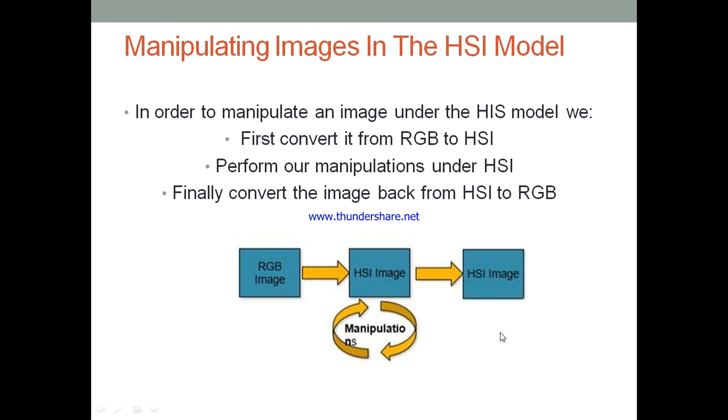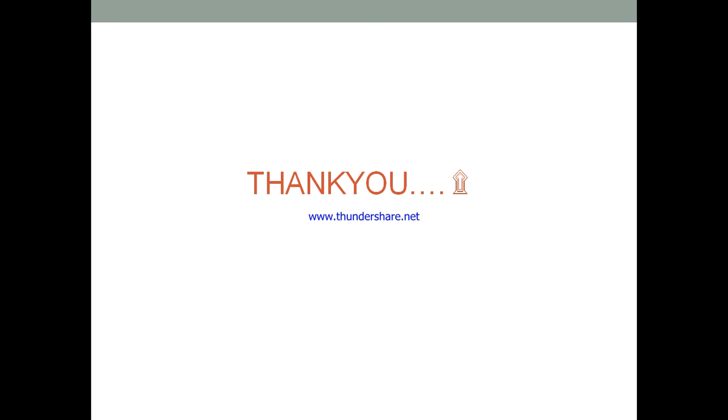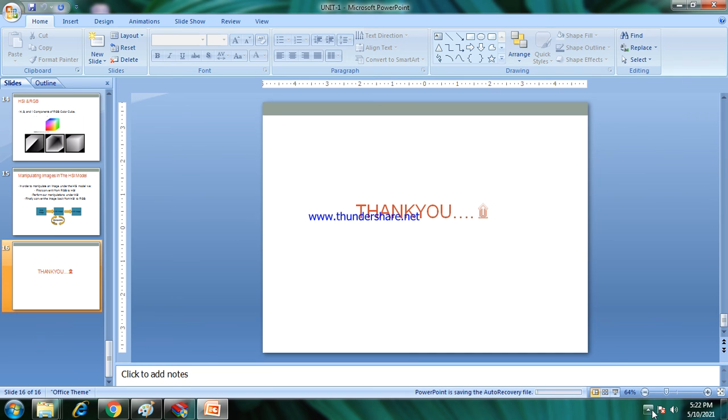It is also represented in terms of a block diagram: RGB image, HSI image where the manipulations are done, and then the result is converted back. I hope you understood what the HSI model is, what color models are, and how a color model can be converted to another model. Thank you.